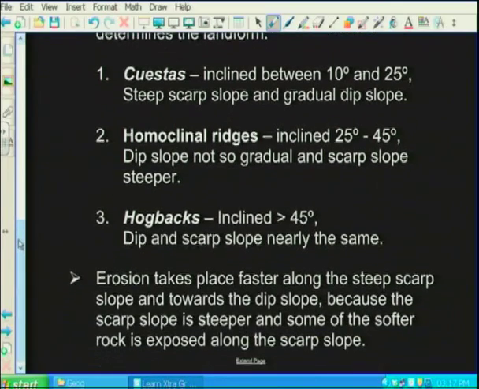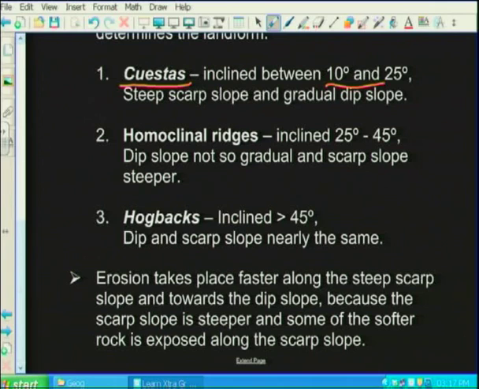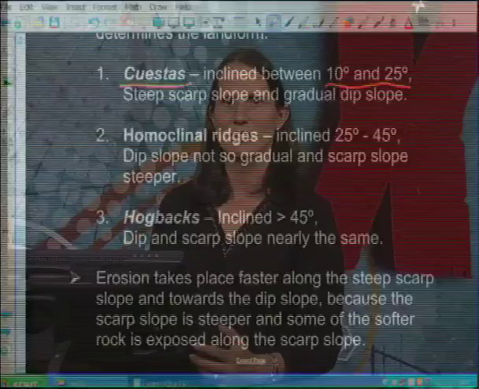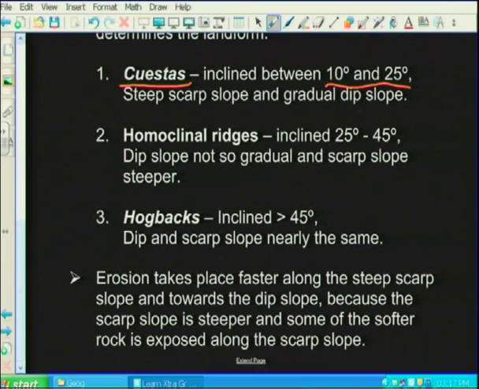Our first type, number one, that we're going to look at is what's referred to as a cuesta. What's important about a cuesta is that its dip slope is inclined between 10 and 25 degrees. That means that the angle of its dip slope is actually quite gentle and it's not very steep at all. Our second type of inclined strata is what's referred to as a homoclinal ridge.